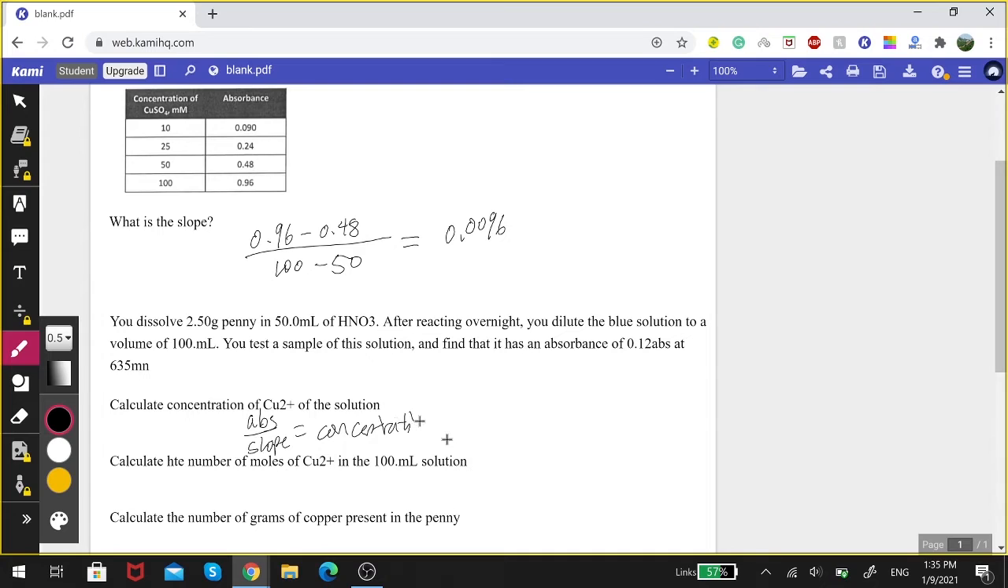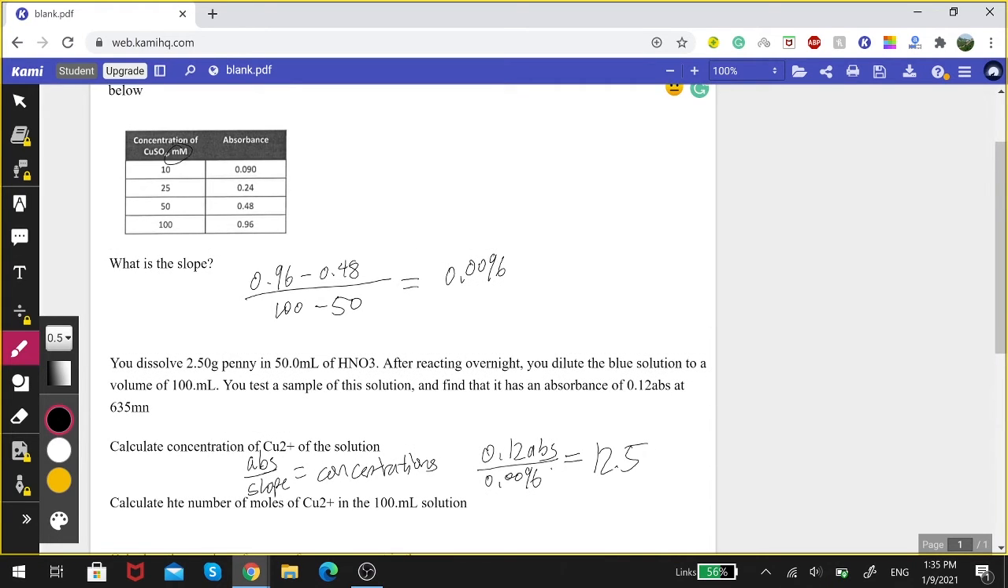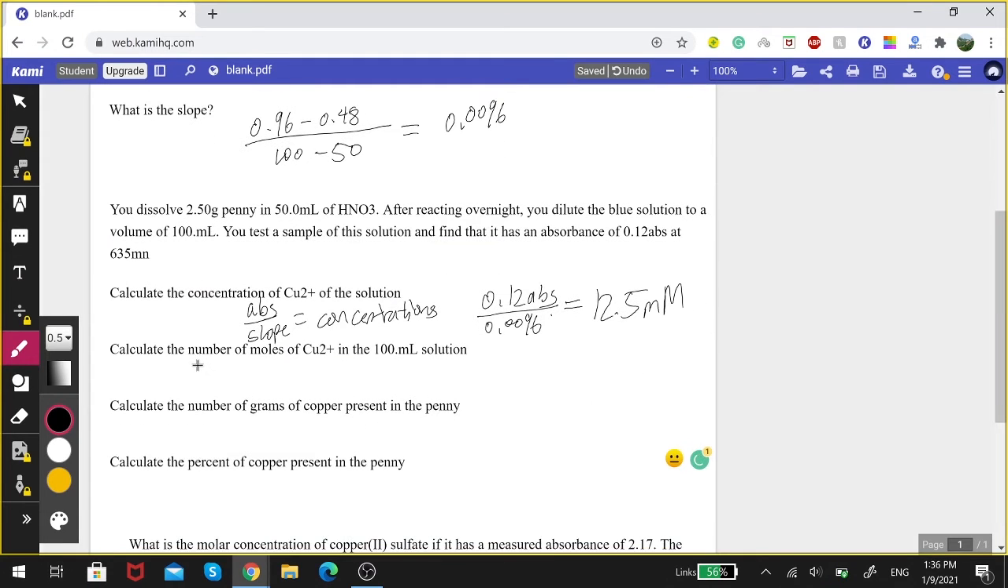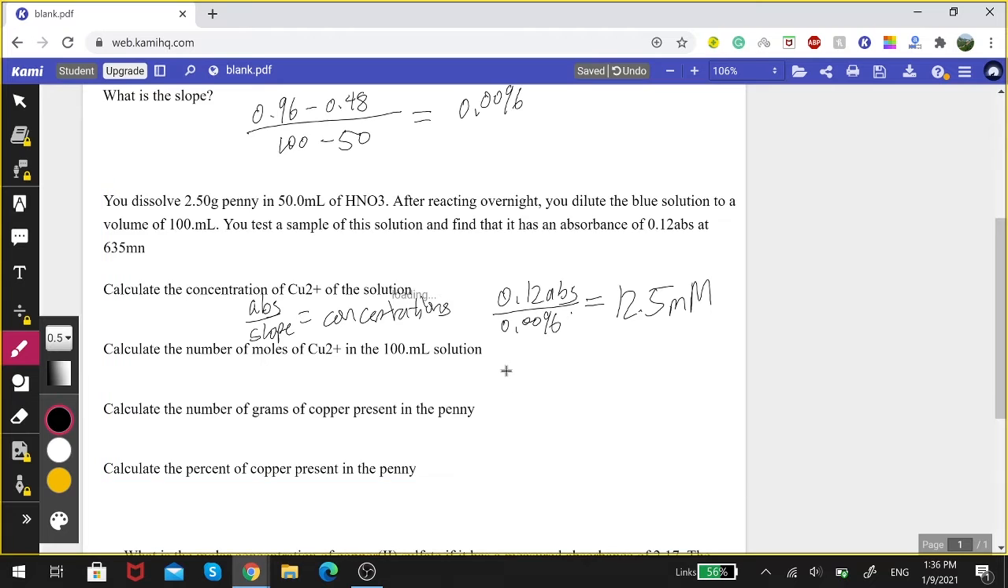Now, fortunately, it told us the ABS, which is 0.12. So it's going to be 0.12 ABS divided by 0.0096 as our slope we just found over here. And now this is equal to 12.5, and our units are going to be micromolar. Now next, calculate the number of moles of Cu2 plus in the 100 milliliter solution.